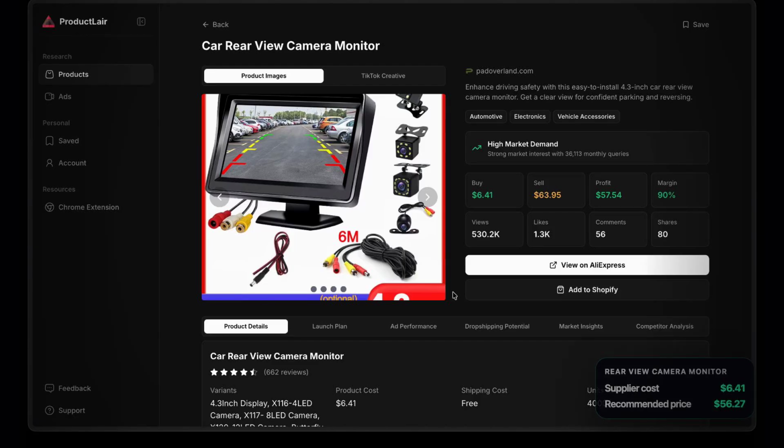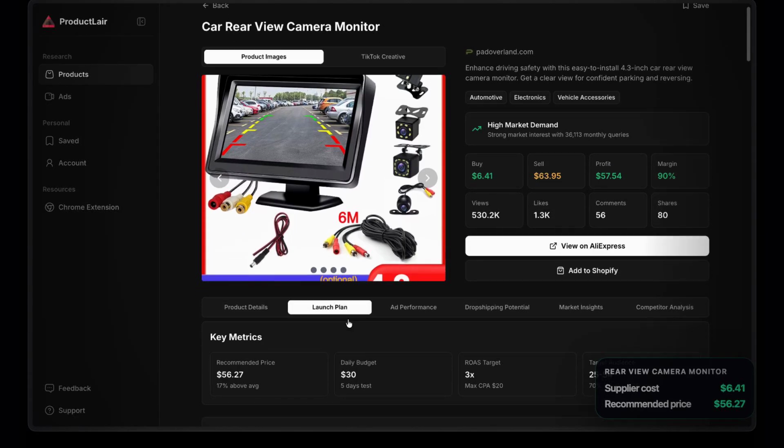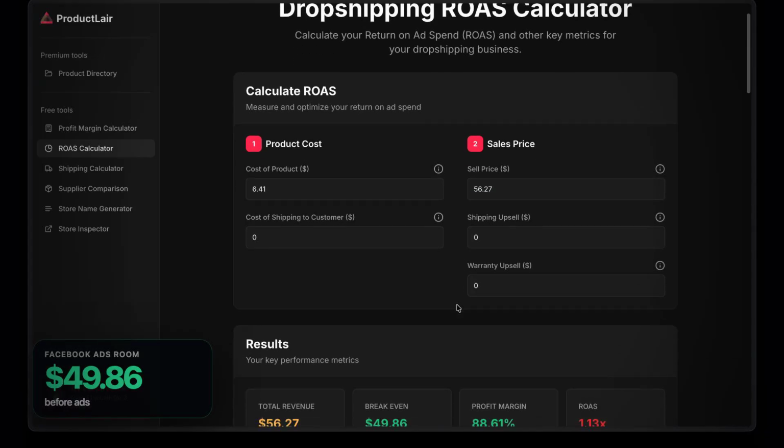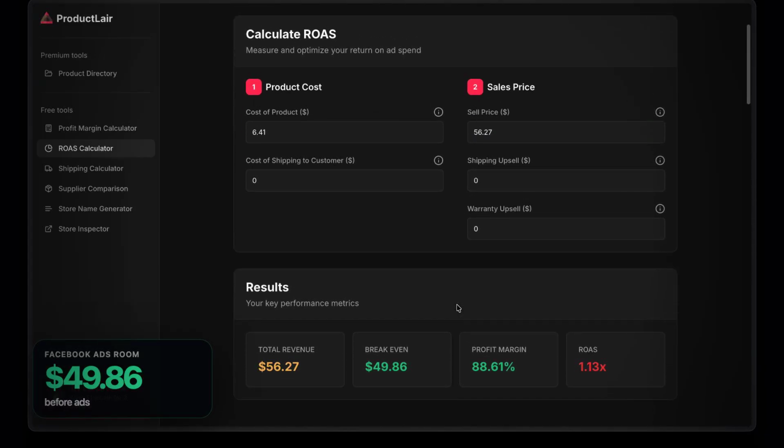Now compare that to this rear view camera monitor. Supplier cost is $6.41. At a $56 price, there is almost $50 of room before ads. That does not guarantee the product wins, but it gives Facebook a much wider margin for testing.